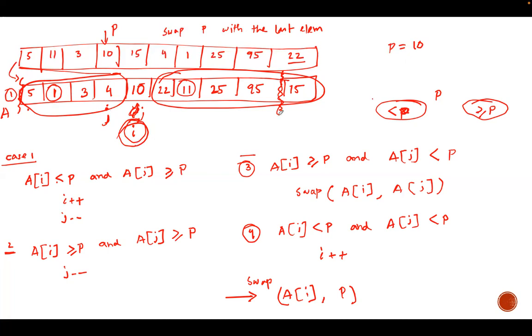Now you can see what the runtime of this algorithm is. We have only two indices. i is moving from one direction, j is moving from another direction, and that's how we are traversing the whole array. So in this partitioning strategy, the runtime is linear, order of n.